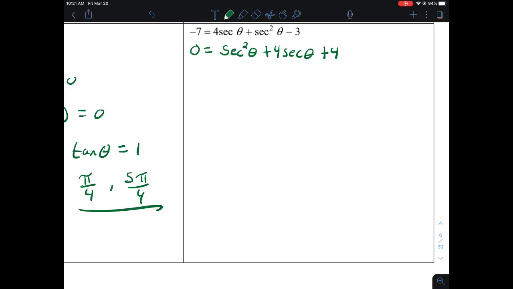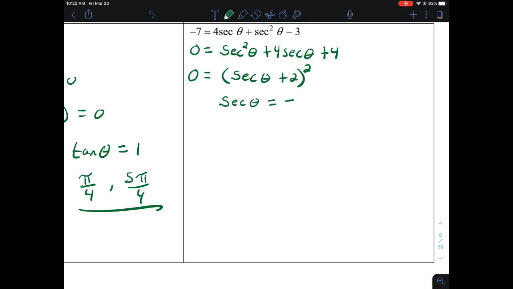Now here, this can be factorable. I could just mentally picture the secant function as just being x, and I think of it in my head as x squared plus 4x plus 4 and how that would factor. Well, that's going to factor to secant of theta plus 2 squared. That's a perfect square. So this is the problem that I'm trying to solve. Well, if I square rooted both sides, I'm going to have secant of theta plus 2 equals 0. And which means I just have to solve this one expression.